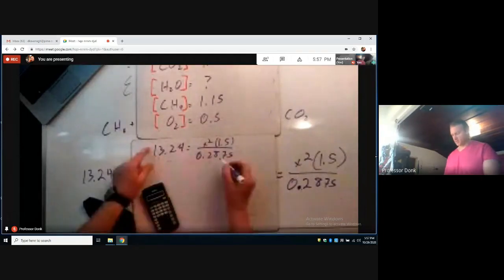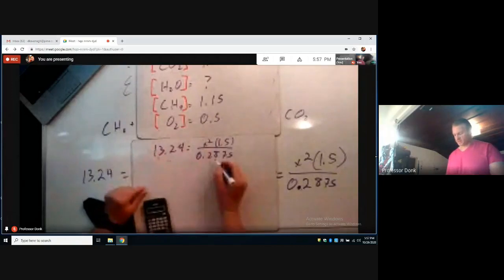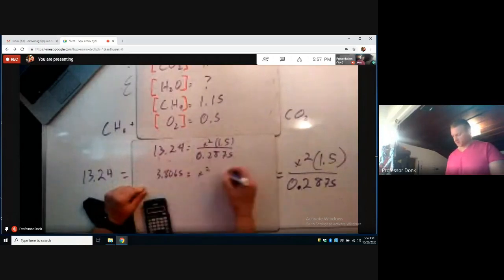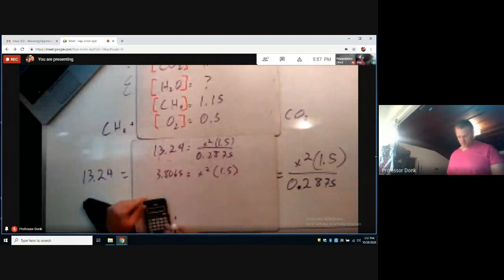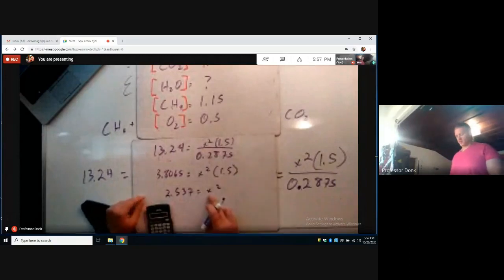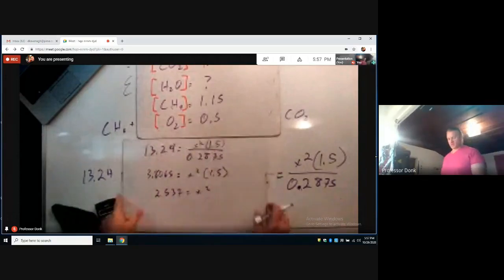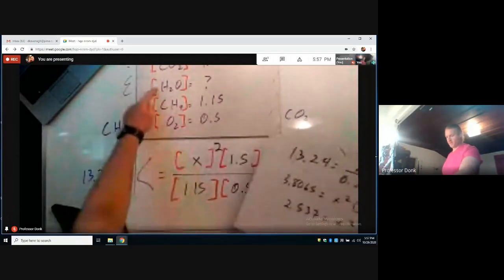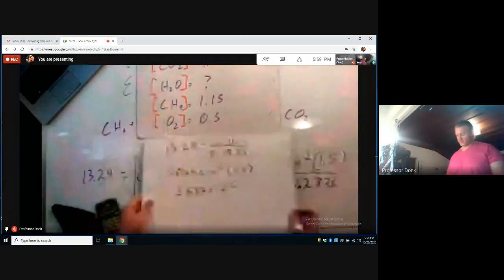Multiply both sides of the equation by 0.2875. I get 3.8065 equals x squared times 1.5. So to get x by itself, I'm going to divide each side by 1.5. I have 2.537 equals x squared. So to get the constant, remember x squared started out as the concentration or molarity of H2O. I'm going to take the square root.